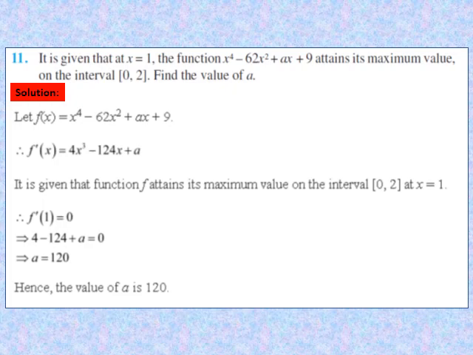Now it is given that the function attains the maximum value at x equals 1. So f'(1) equals to what? 0. Putting that equal to 0, we will get 4 - 12 + a equals 0. So we are getting a equals to what? 8. As simple as that. So pause and note down the solution.